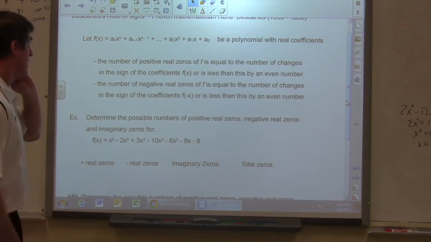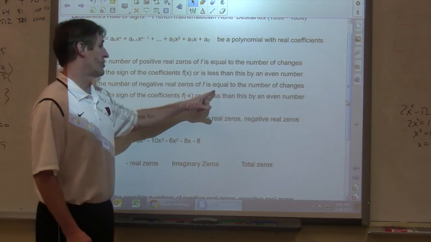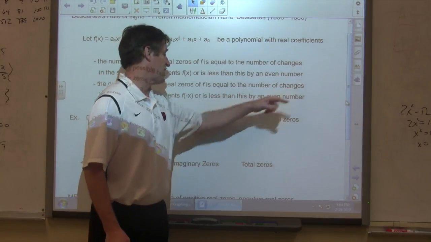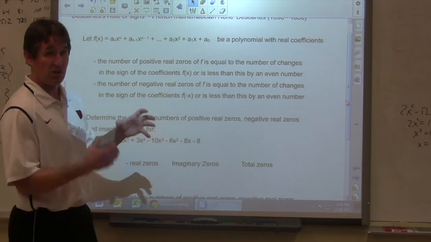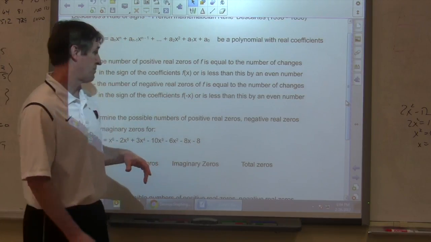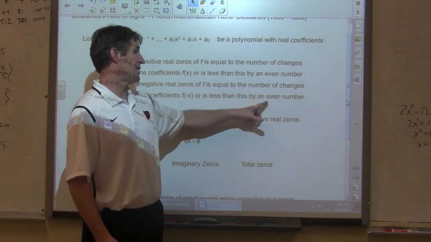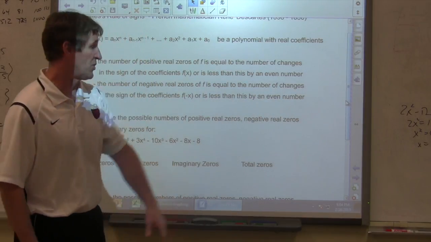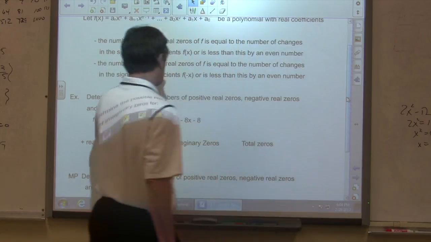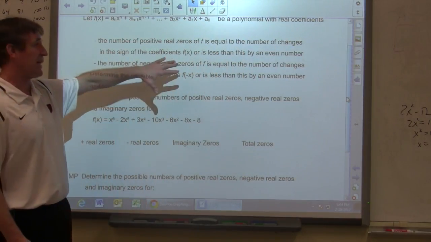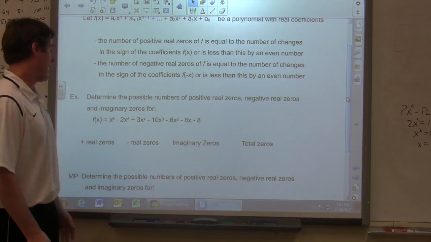The number of negative real zeros of f is equal to the number of changes in the signs of the coefficients of f of negative x, so when you put negative x into the function, or is also less than this by an even number, so going down by 2's. So pause this, get this written down, and then I'll show you how you use it.